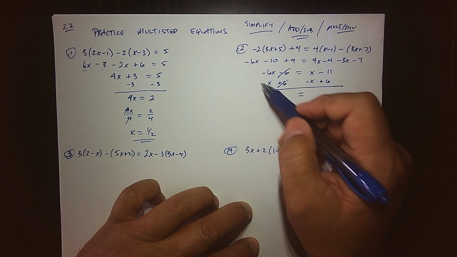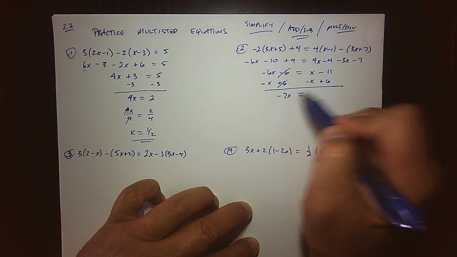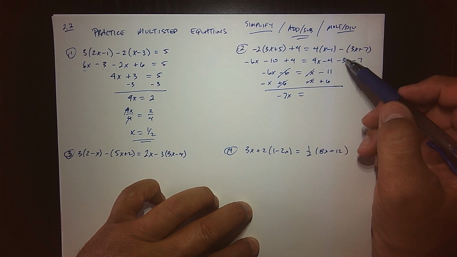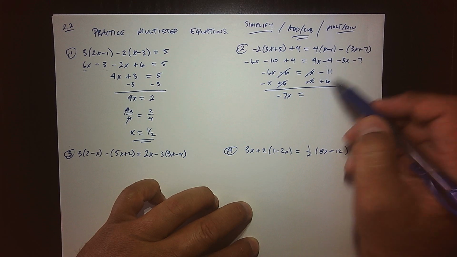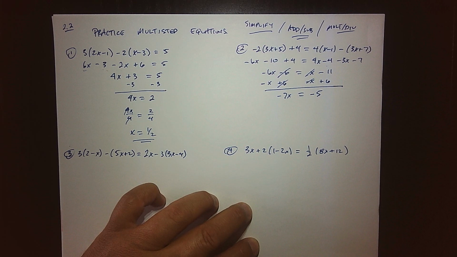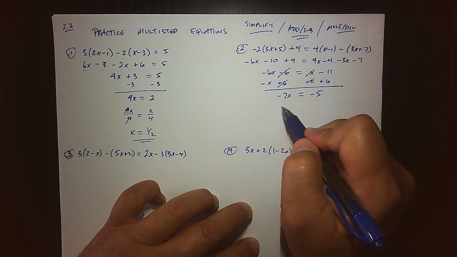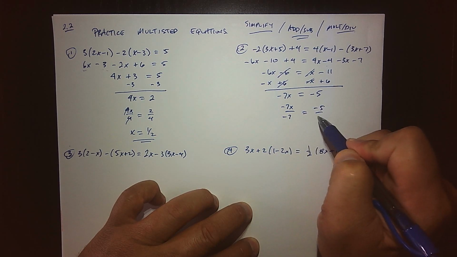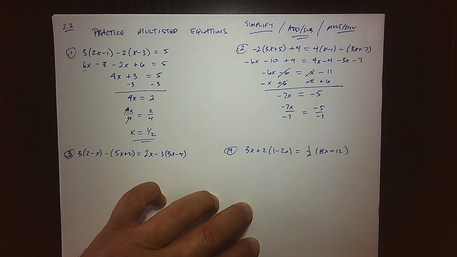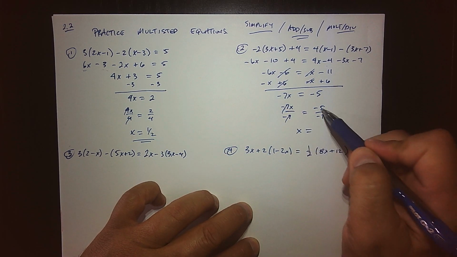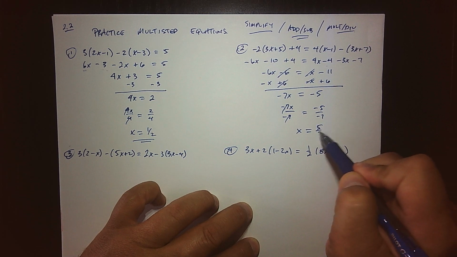The 6's cancel out. These two terms combine up to 7x. Over here, these guys subtract each other out. Minus 11 and plus 6, well, that combines to a minus 5. And so we now are one step away. We're a division away. To reverse this multiplication, I'll divide by negative 7. And whatever I do to one side, I do to the other. The negative 7's cancel out, or divide out. A negative divided by a negative is a positive.